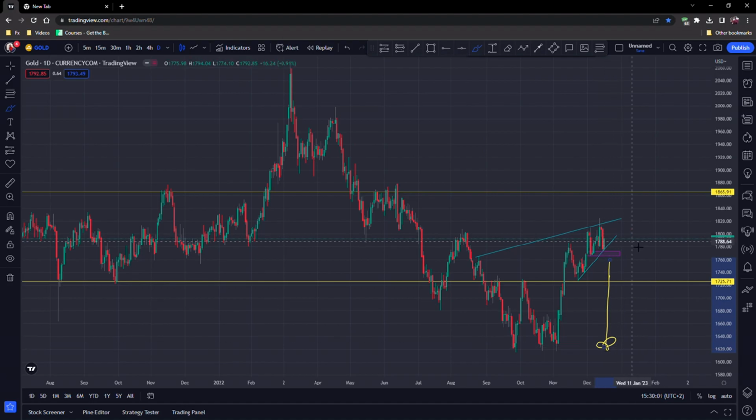But if the market does choose a continuation and breaks up out here, we'll be looking at our first target here, and this will be our overall target, right? So you can also look at this area here as another support area. So that's gonna be it for gold. In this case we have a clear two-way direction with this rising wedge.